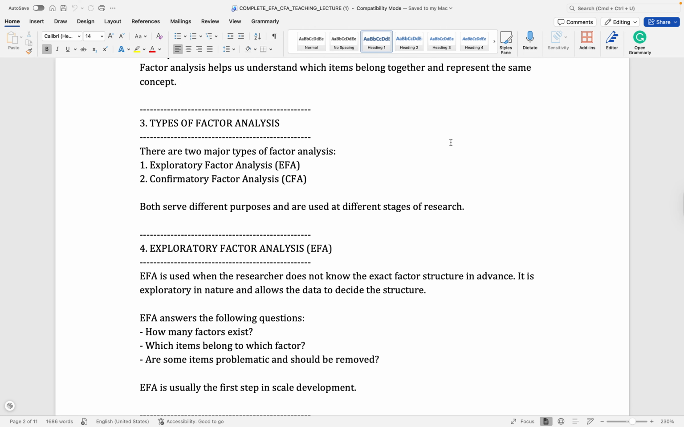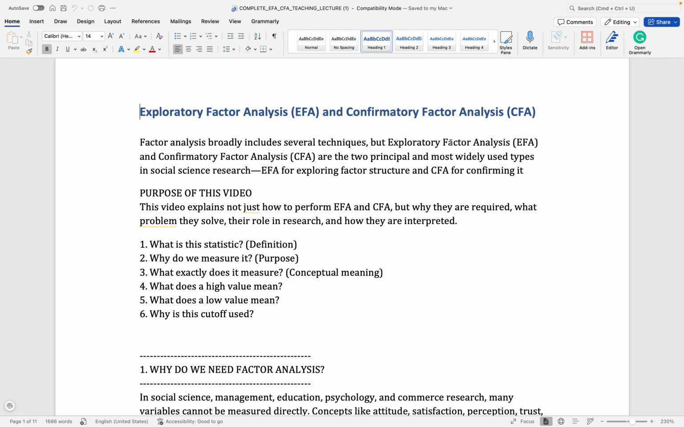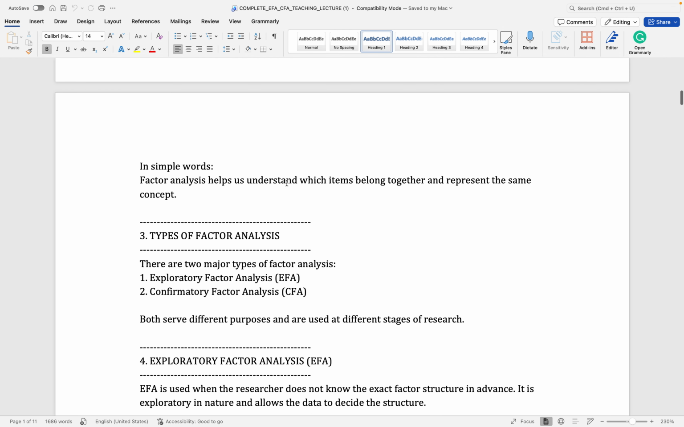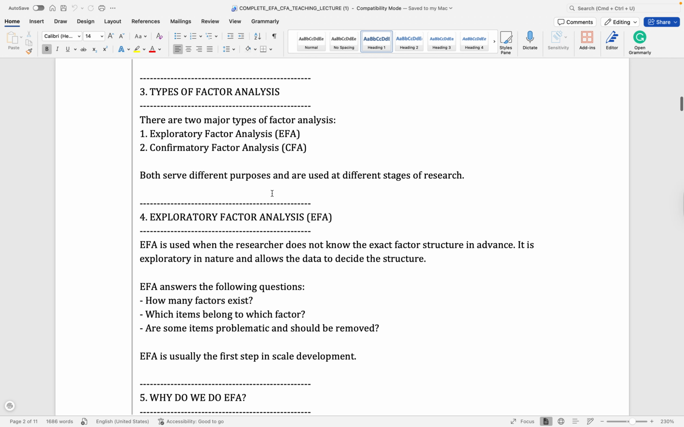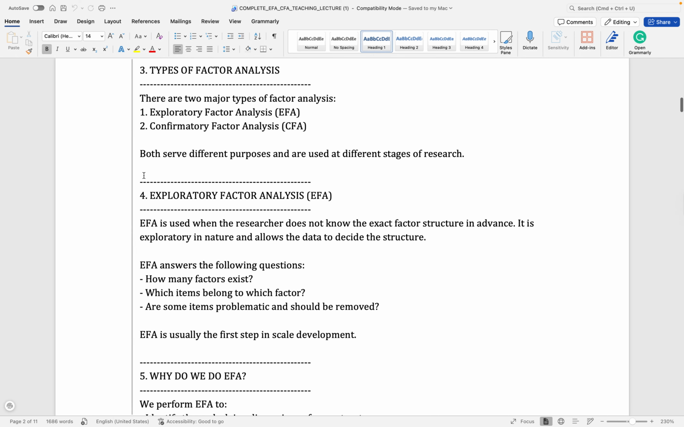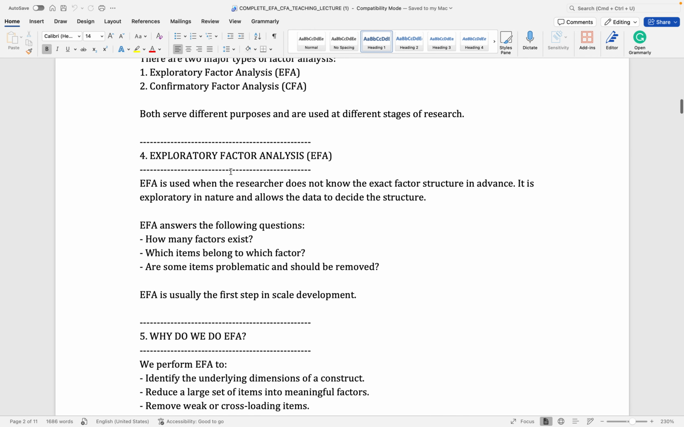Third, types of factor analysis. As I mentioned in the beginning, in factor analysis there are many techniques, but in today's video we talk only about EFA and CFA, which are the principal and most widely used in social science research. Here we discuss EFA, Exploratory Factor Analysis, and CFA, Confirmatory Factor Analysis. Both serve different purposes and are used at different stages of research.